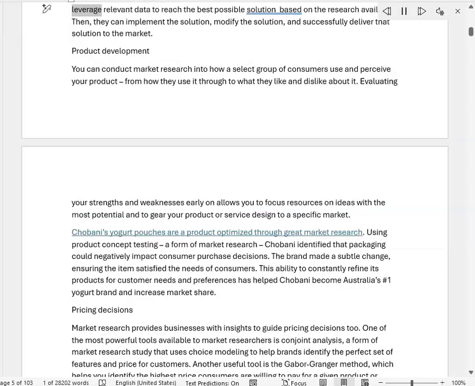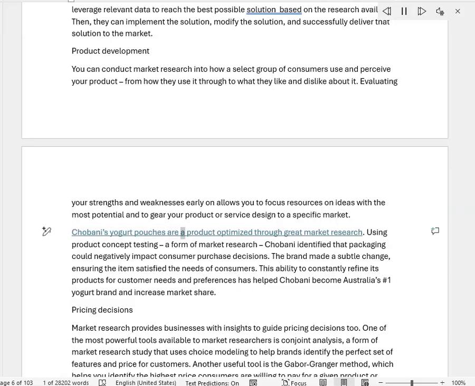It's marketing's job to leverage relevant data to reach the best possible solution based on the research available. Then, they can implement the solution, modify the solution, and successfully deliver that solution to the market. Product development. You can conduct market research into how a select group of consumers use and perceive your product, from how they use it through to what they like and dislike about it. Evaluating your strengths and weaknesses early on allows you to focus resources on ideas with the most potential and to gear your product or service design to a specific market.